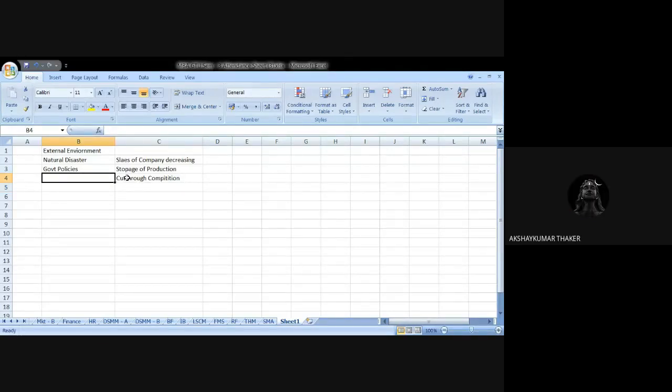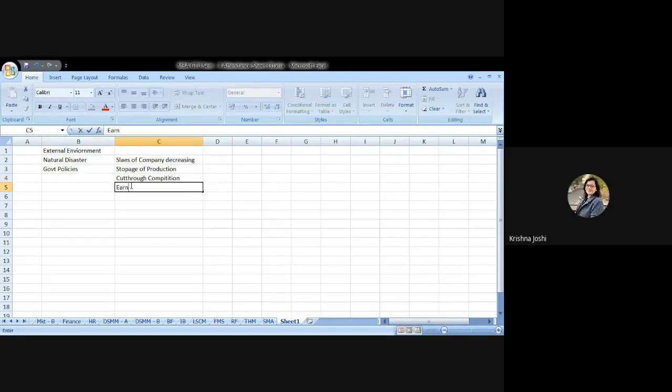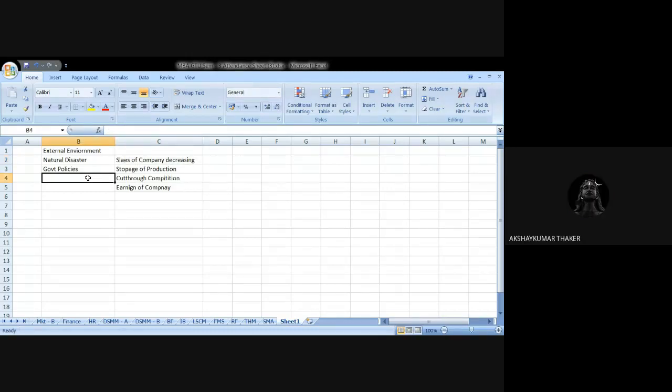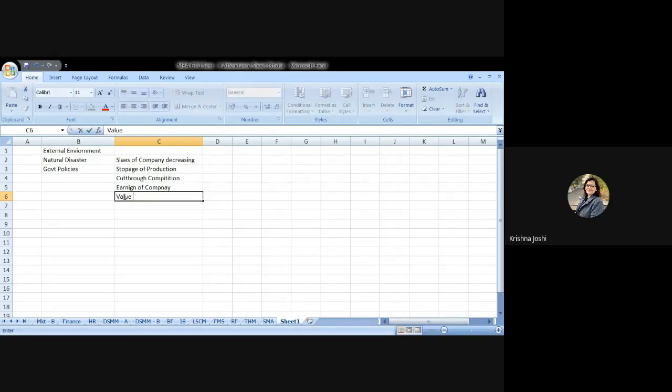Yash Modi has written uncertainty in earnings of the company. Yeah, the earnings of the company are decreasing, right? Earnings are decreasing because sales are decreasing due to the pandemic situation. Then, value of the company decreases. Valuation decreases because either sales are decreasing, or there is cutthroat competition, or there is a stoppage of production.